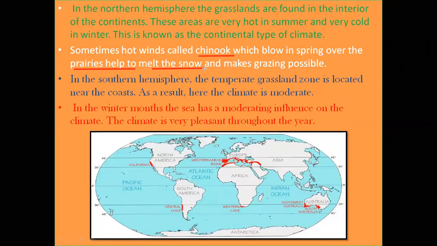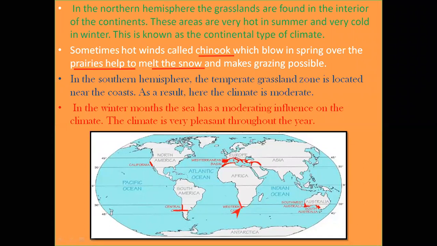In the southern hemisphere, the temperate grassland zone is located near the coast. Where is the southern hemisphere grassland located? Southern hemisphere grasslands are located near the coast. See children, it is located near the coast. Why? Because there the temperature is very moderate.